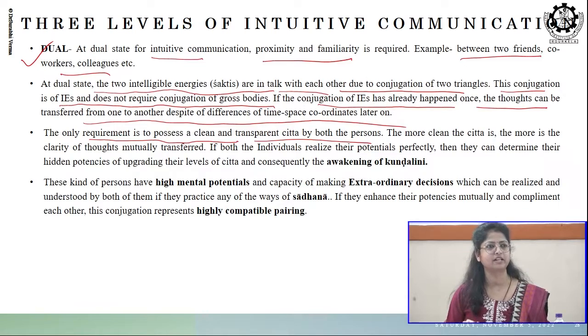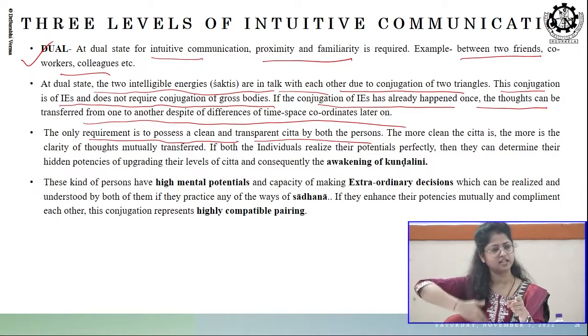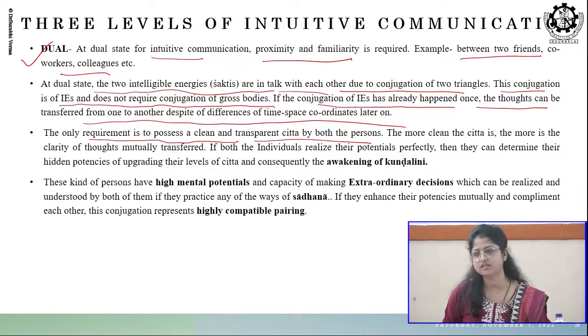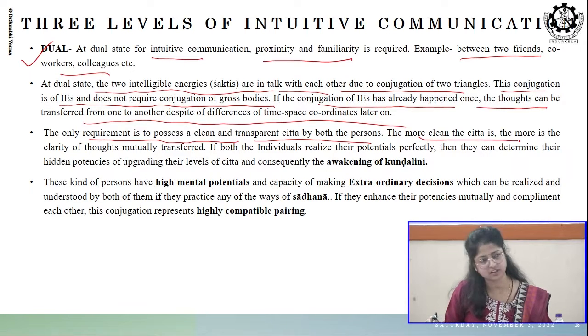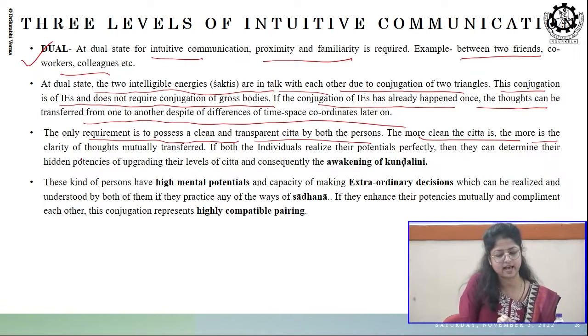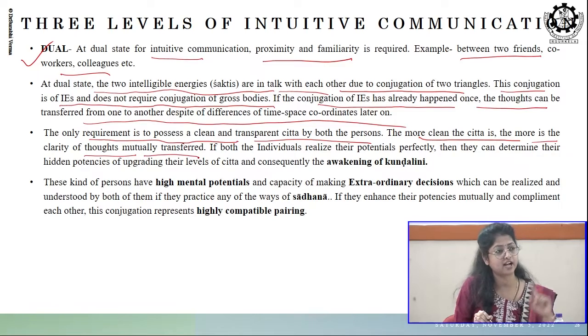How are you able to read the face, how are you able to read the mind? Because your thoughts will be getting reflected in that mirror. That surface has become a mirror. So the consciousness which is very clean and transparent, that's the requirement here for intuition also. The cleaner the chitta is, the more is the clarity of the thoughts mutually transferred.